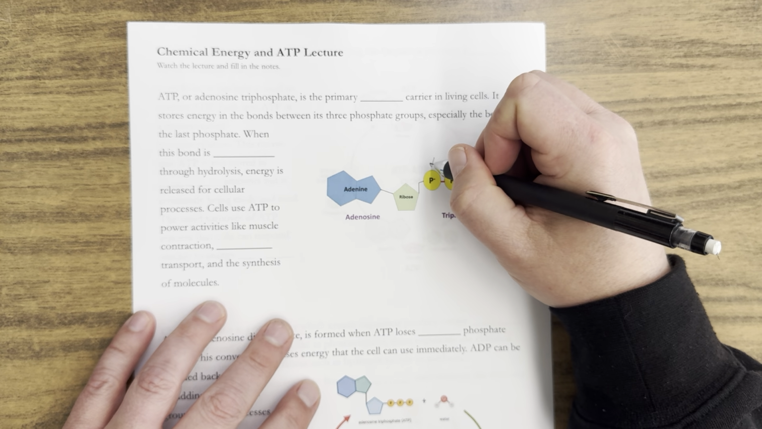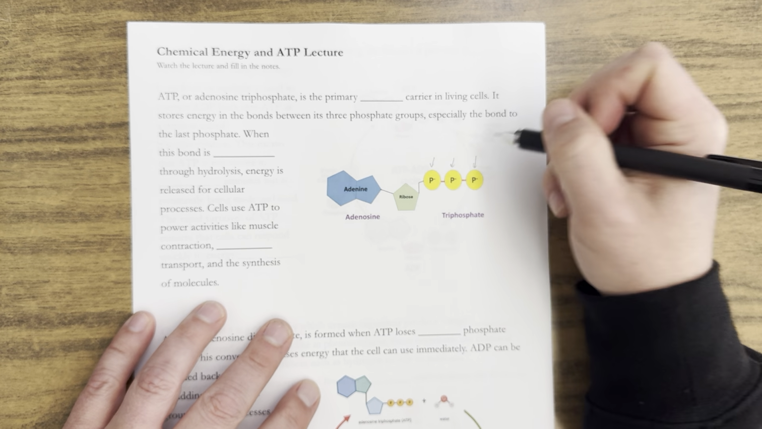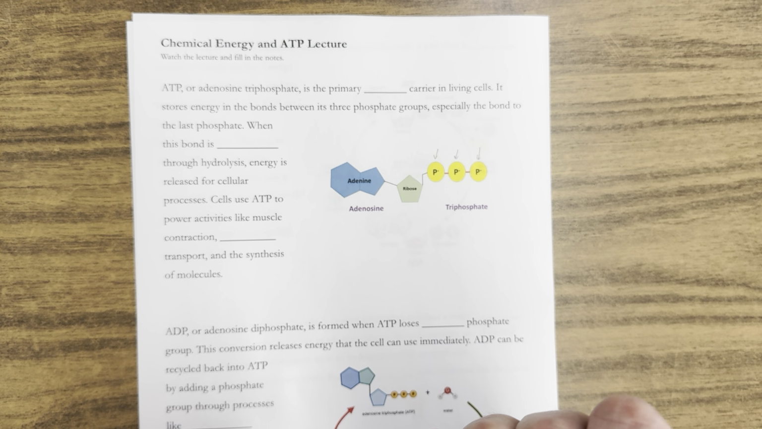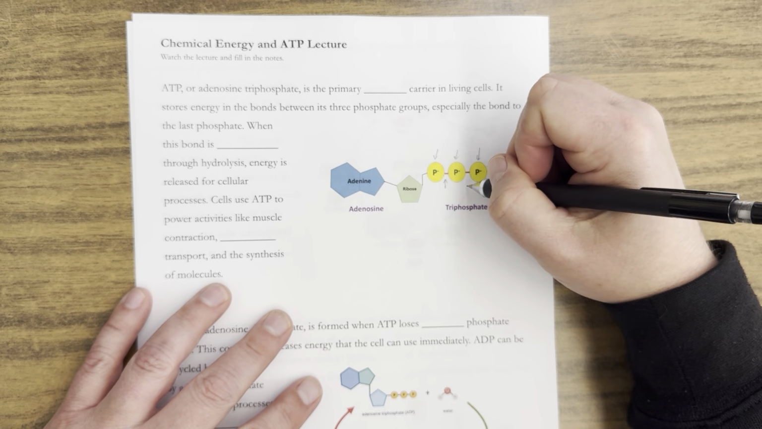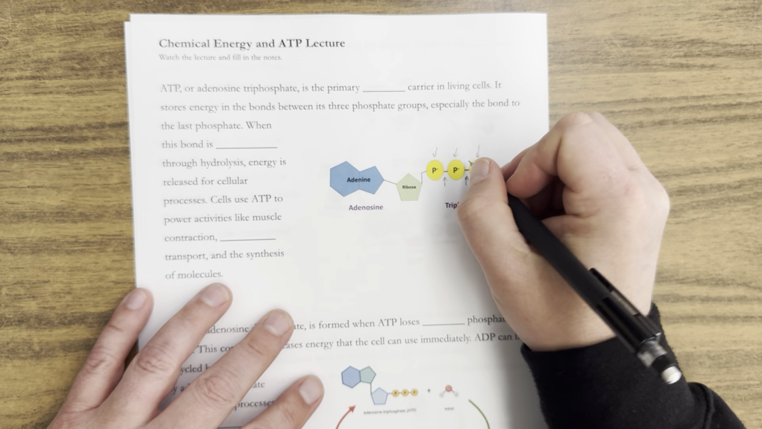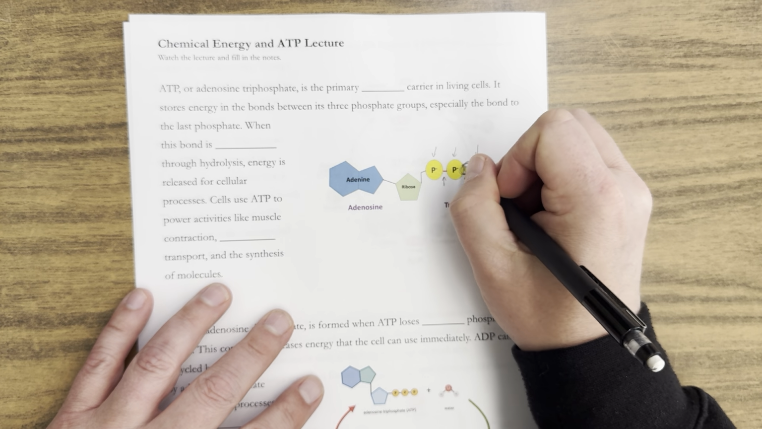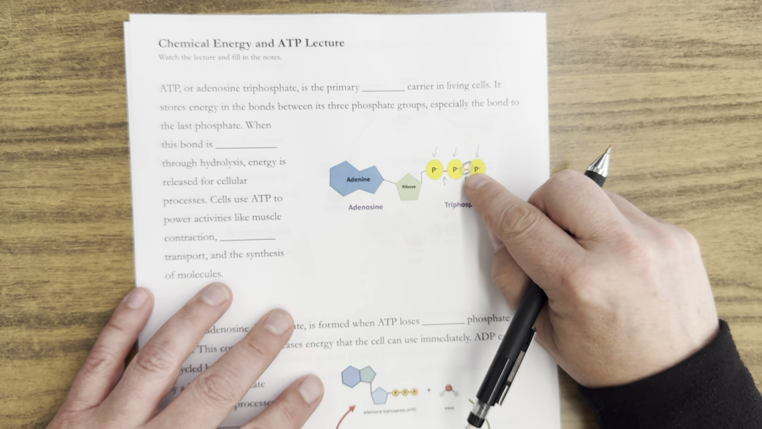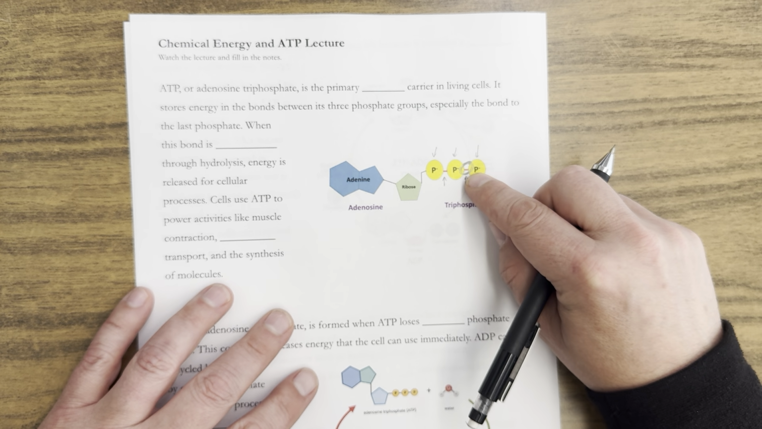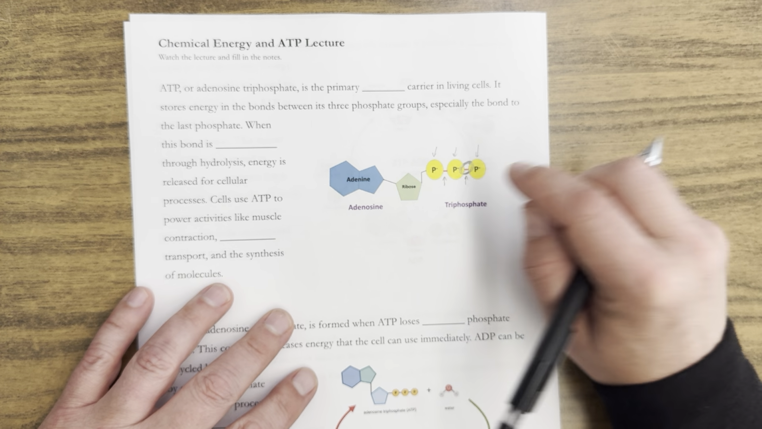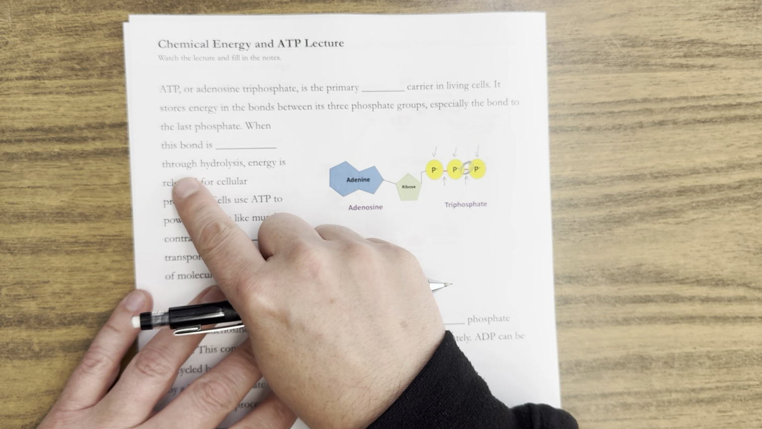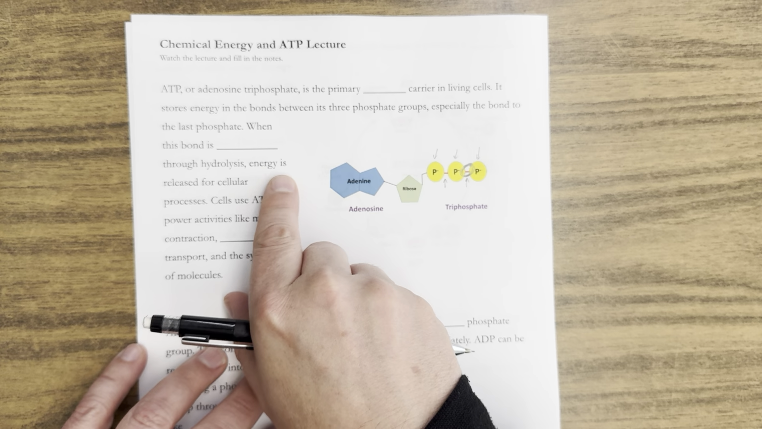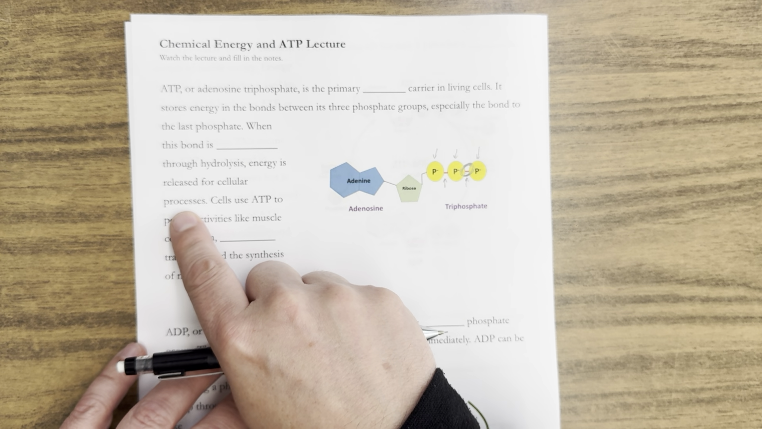So here's the three, 1, 2, 3. And between each of these are some high energy bonds, but especially this one right here. That's the most important. That has the largest amount of energy associated with it, that bond. When this bond is broken through hydrolysis, energy is released for cellular processes.